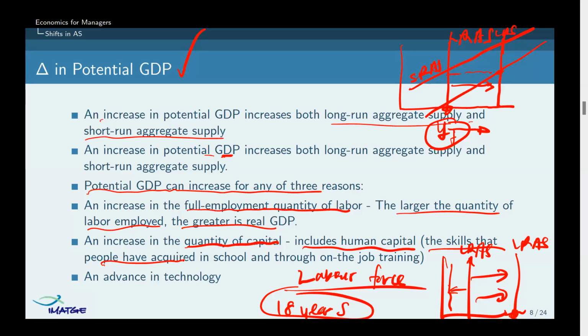The word potential is like, we are not saying that is what the economy is producing, but it has the potential to produce that when all resources are fully utilized. There's also an advancement in technology, which causes the long run aggregate supply curve to shift to the right.